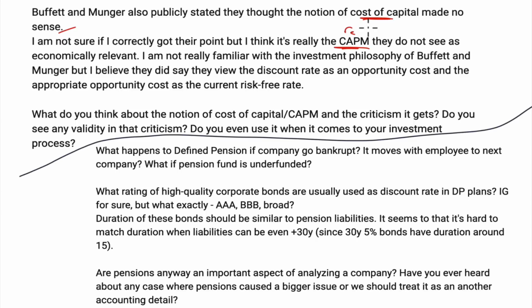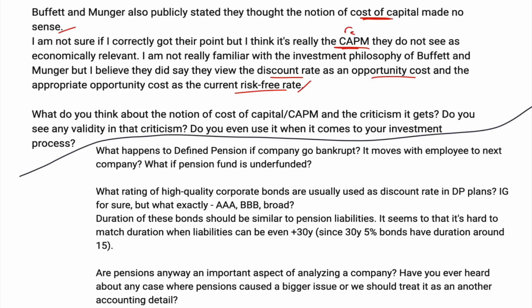I'm not really familiar with the investment philosophy of Buffett and Munger, but I believe they said they view the discount rate as an opportunity cost, which it is. Discount rate is the opportunity cost, and the appropriate opportunity cost is the current risk-free rate. Well, that would be hard to justify, right? Saying the current cost is the risk-free rate.